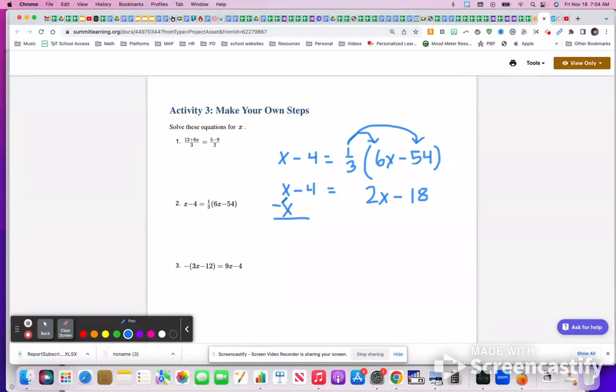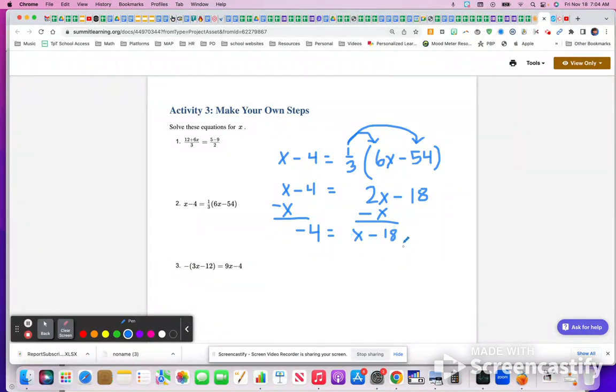And of course, if I'm going to subtract x from this side, I'm going to subtract an x from this side as well. I'm not subtracting a negative 6, I'm adding a negative 6, or subtracting x. X minus x is 0, so I don't have to worry about that, and all that's left is negative 4. And when I say 2x minus x, well, that's just x minus 18. Because 2x minus x is x.